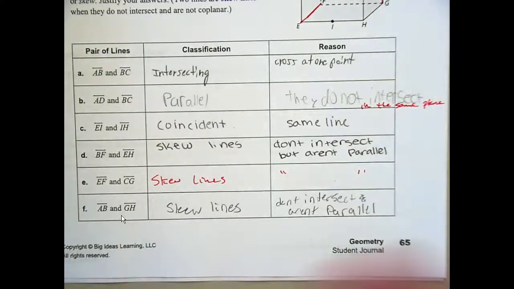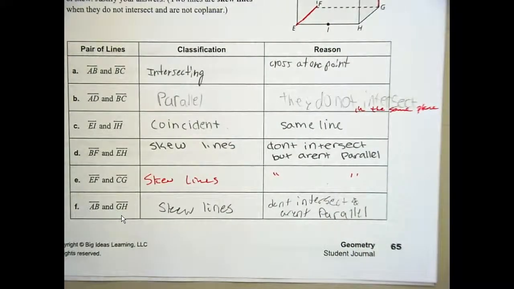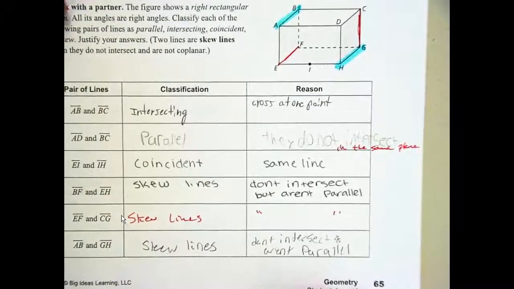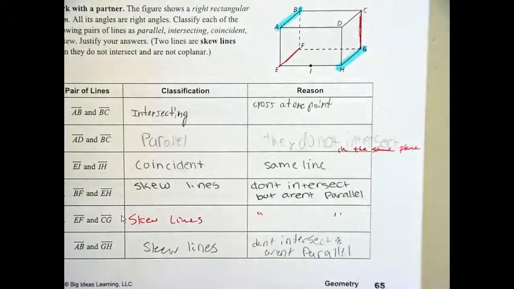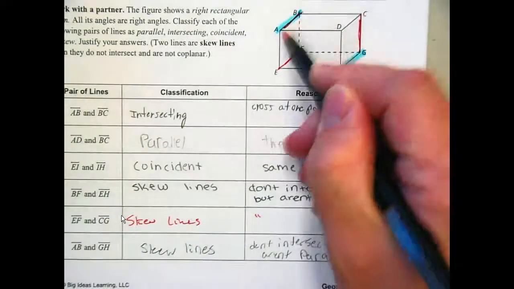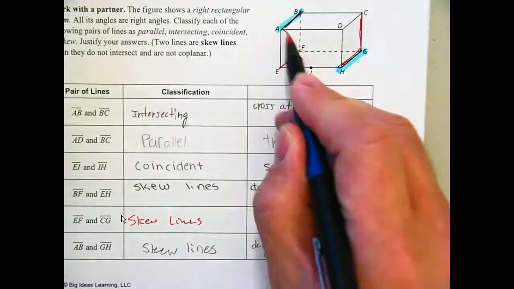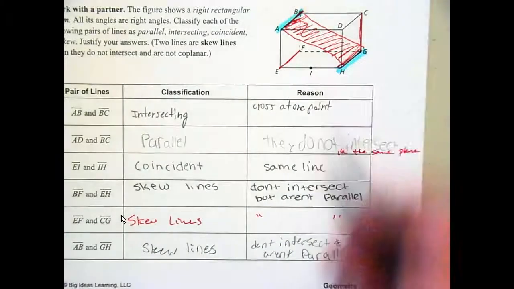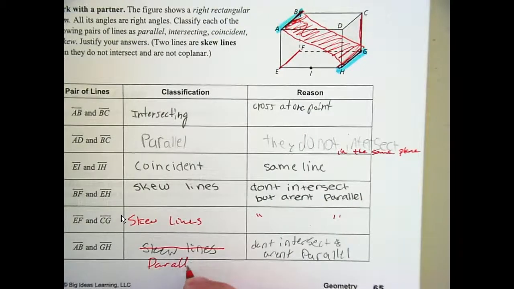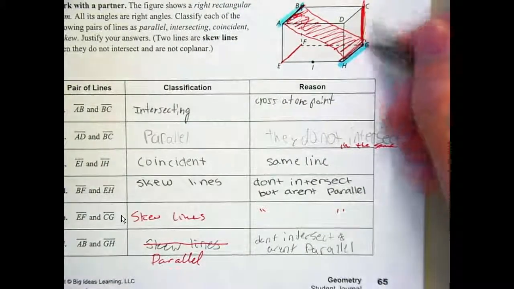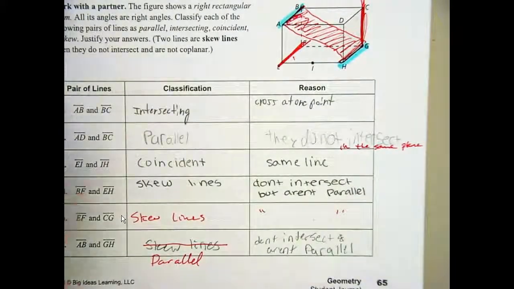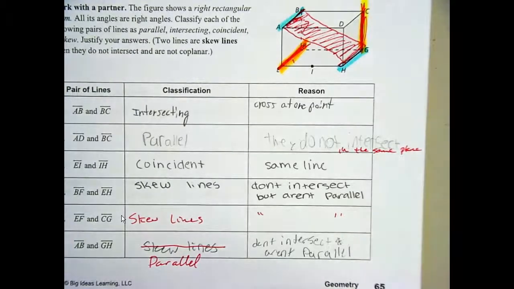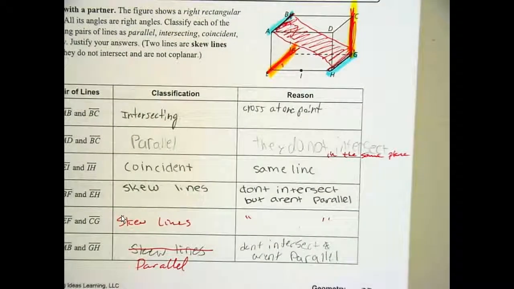Okay, and AB and GH, where's GH? AB and GH, those are parallel. They're parallel because this line and this line, you could draw a plane that connects those. It would be kind of that diagonal looking plane there in the middle. Since they're in the same plane and they never intersect, they are parallel lines. So the difference between parallel and skew lines: skew lines cannot have a plane. These two do not have a plane that will contain both lines, whereas parallel lines do have a plane that would contain them. All right. Questions? I think you got it? Some good vocab there.